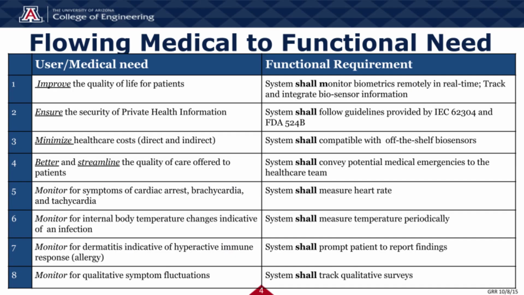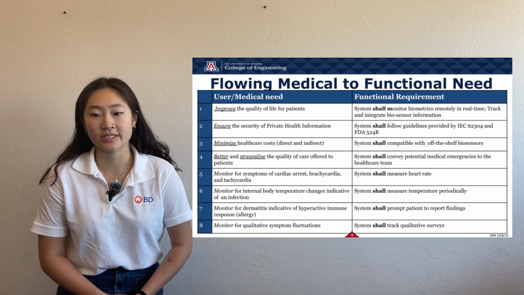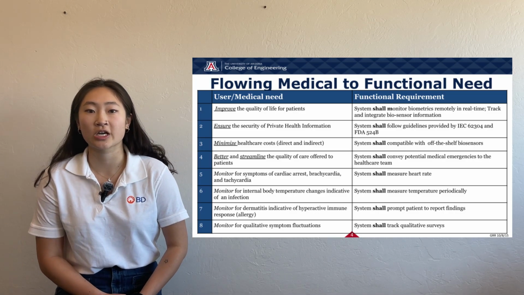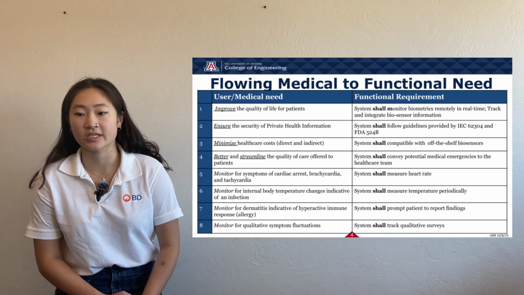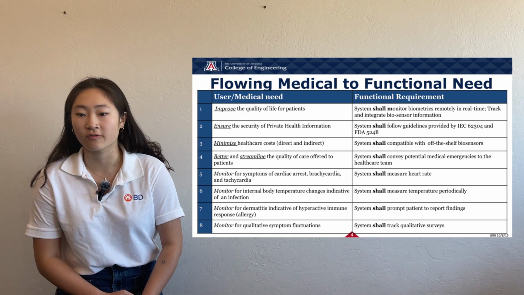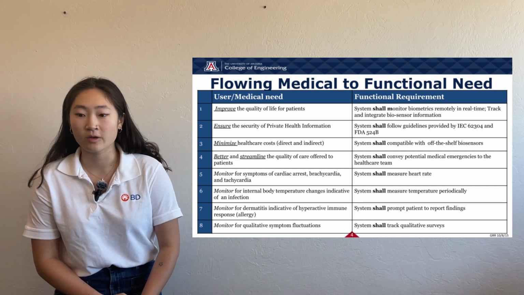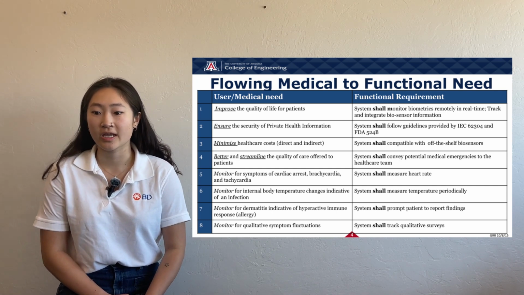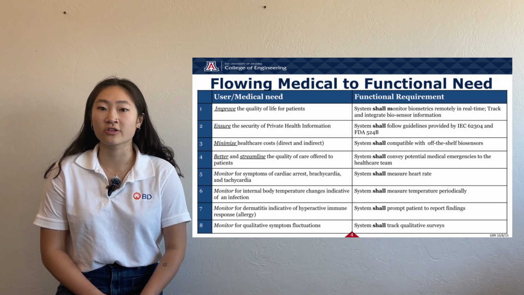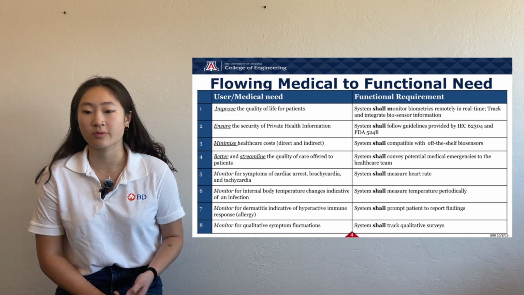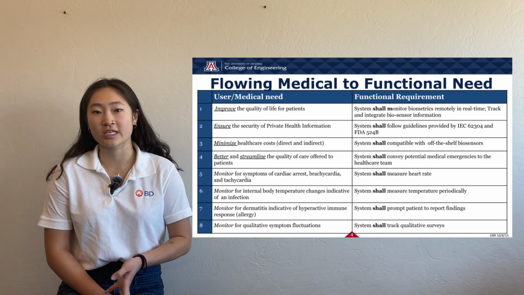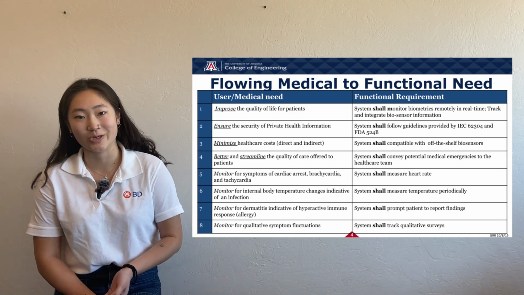Here's a chart flowing from our medical and user needs to functional requirements. Some notable ones are row 2, where we have to ensure the security of private health information of our patients. We do this by enforcing standards such as IEC 62304 and FDA 524. We also use HTTPS encryption and token-based authentication. Another notable one is monitoring for symptoms of cardiac arrest, bradycardia, and tachycardia. We address this by using a heart rate biosensor.